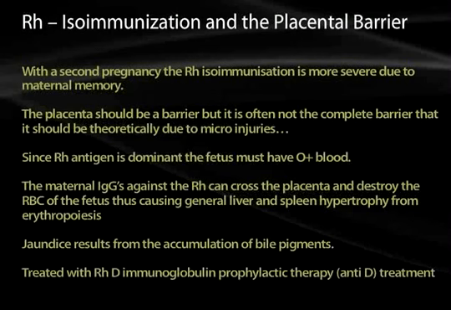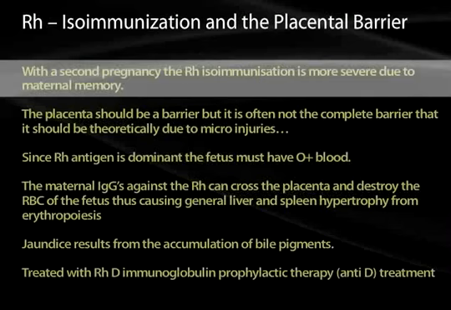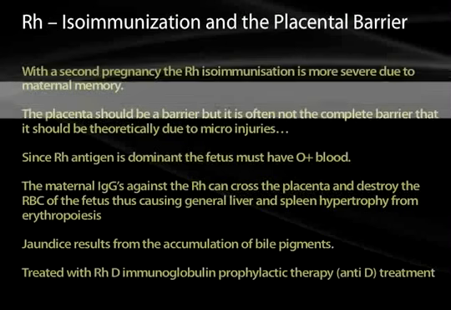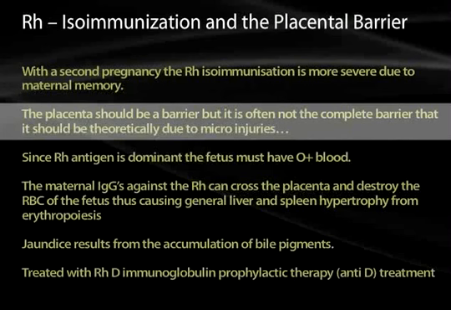Let's discuss isoimmunization a little bit and the placental barrier. As is the case with this Rh negative factor, the second pregnancy is always the more severe of the two because of the maternal memory of the immune system of the mother. The placenta really, in theory, should be a barrier, but it's often not a complete barrier, and will have micro-traumas and tears during the pregnancy, which allows the isoimmunization to occur.